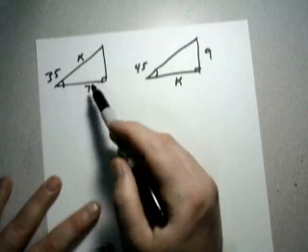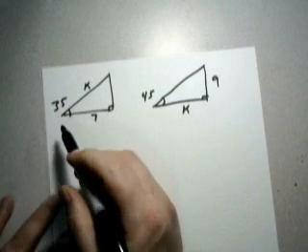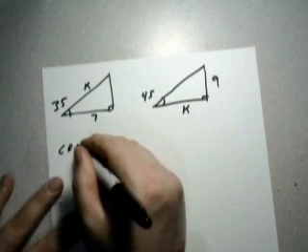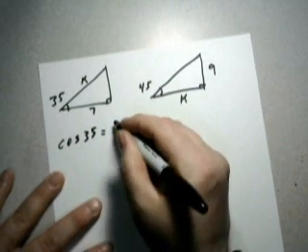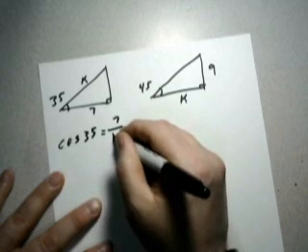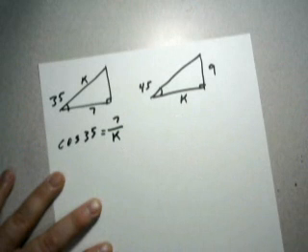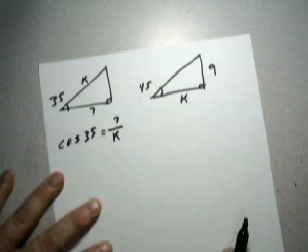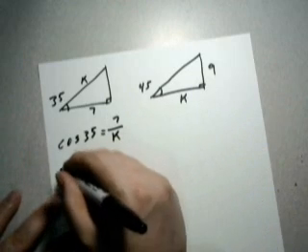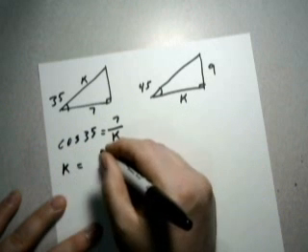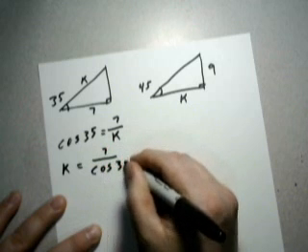So the function that deals with adjacent and hypotenuse is cosine. So I will say the cosine of 35 degrees is equal to 7 over K. Adjacent over hypotenuse. So now what I need to do is solve this for K. So I multiply K out to each side, and I'll algebraically solve this for K is equal to 7 divided by cosine of 35.